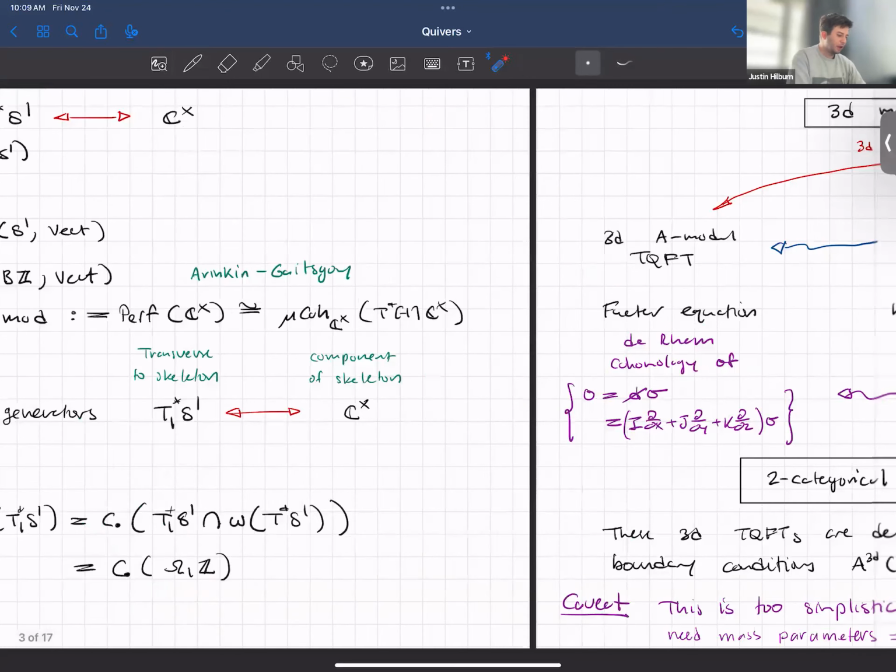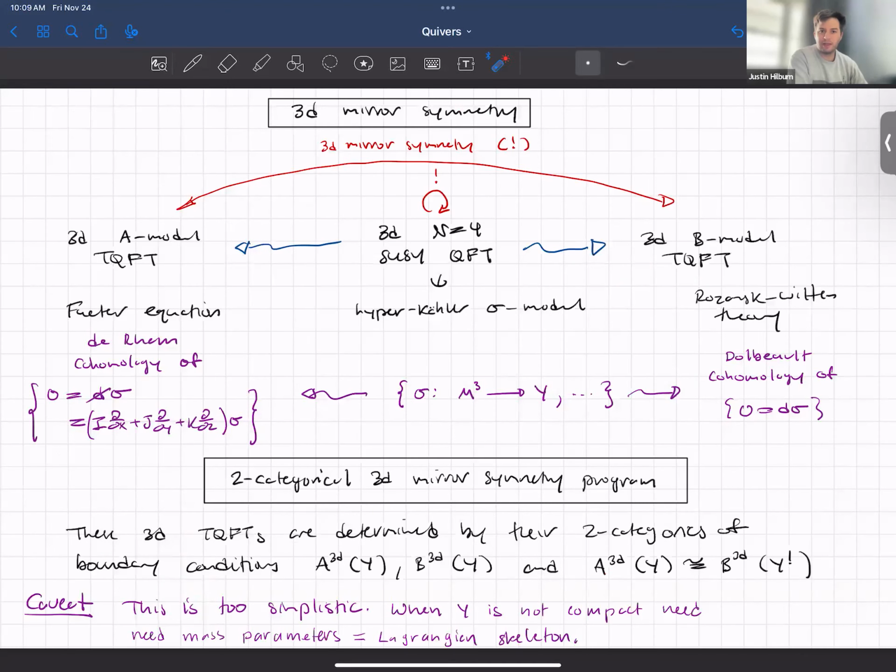Okay. All right. So I want to do the same kind of thing, but for a 3D N=4 quantum field theory. And there, the canonical example is the hyper-Kähler sigma model. And that has a field which is now no longer a map from a 2-manifold into a Calabi-Yau. Now it's a map from a 3-manifold into a fixed hyper-Kähler target. And then there are some fermions in the theory, which I'm not going to write down.